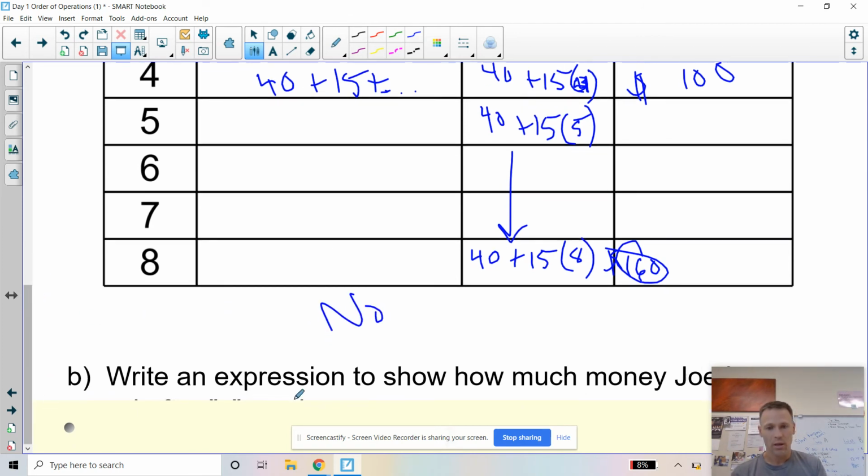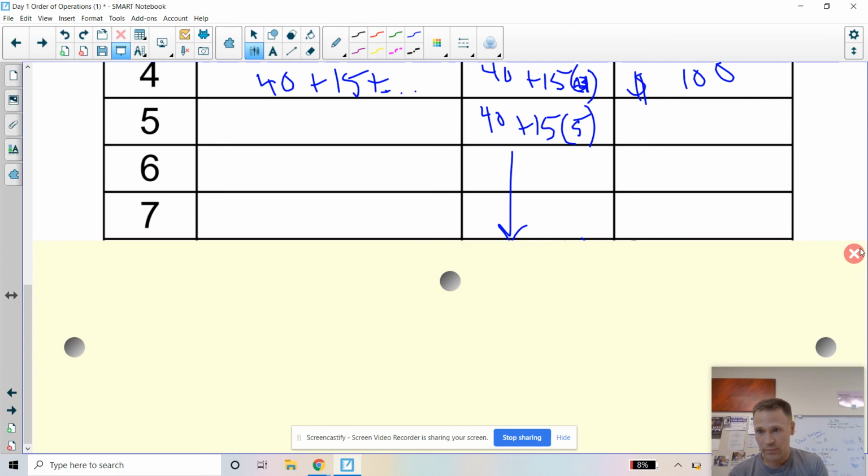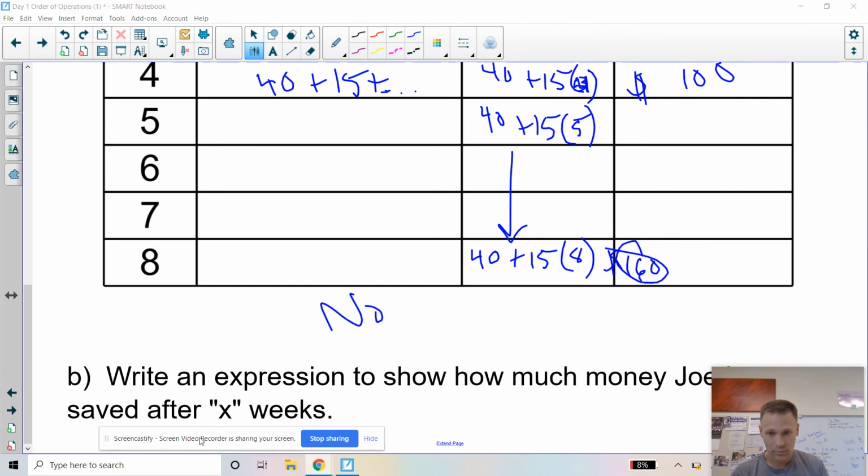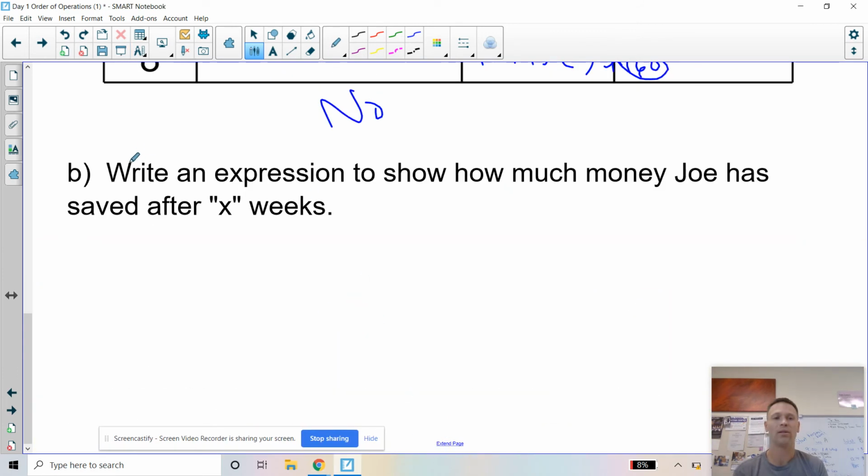Okay. Let me get rid of this for a second. Extend the page a little bit. All right, write an expression to show how much money Joe has after X weeks. So let's say Joe's like, all right, well, I have to figure out how much money I have any week, and I don't want to use the table. So what Joe's going to do is start out with his $40, and he's going to add 15, and instead of an actual number, he's going to put a variable in here, X.